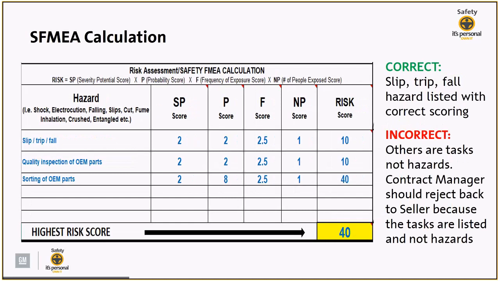All right, here's another example. We're saying hazards are slips, trips, and falls, quality inspections of OEM parts, sorting of OEM parts. So they did a good job with slips, trips, and falls because yes, that is a hazard, and that scoring could be applicable. However, once again, they did not list hazards for all items. Line items 2 and 3 are steps. They are not hazards. So once again, you as a contract manager should reject this back to the seller because the tasks are listed and not hazards.